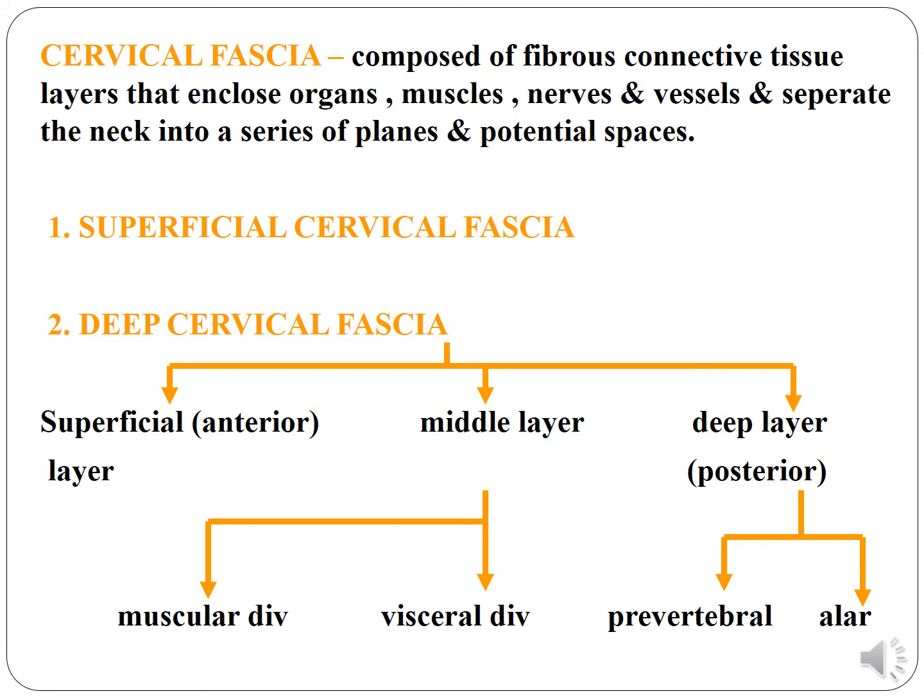Whereas in the middle layer, you have tissues covering the muscle. They are called the muscular division, and those fascial layers covering the organs are called the visceral division. Okay, so this is just to have a picture in mind.